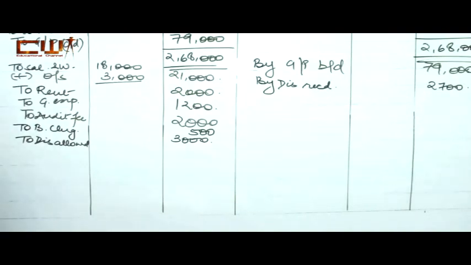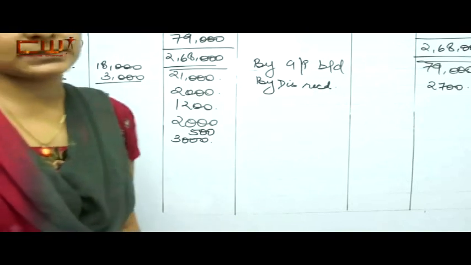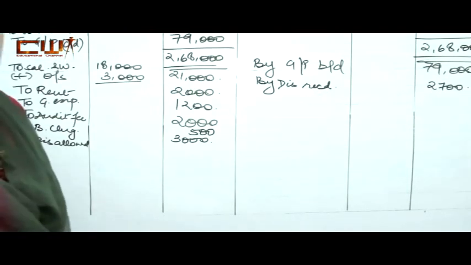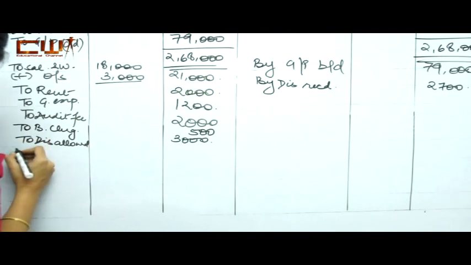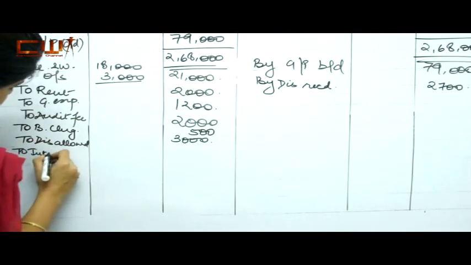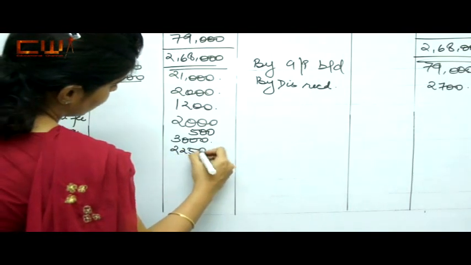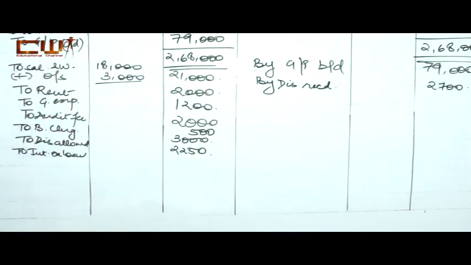So January, February, March, 3 months interest you have to calculate. So interest on loan on 60,000 for 15%, because it says it is 15% bank loan. So that 15% means interest rate. 60,000 into 15% for 3 months will give you 2250. So to interest on loan you have 2250, right?